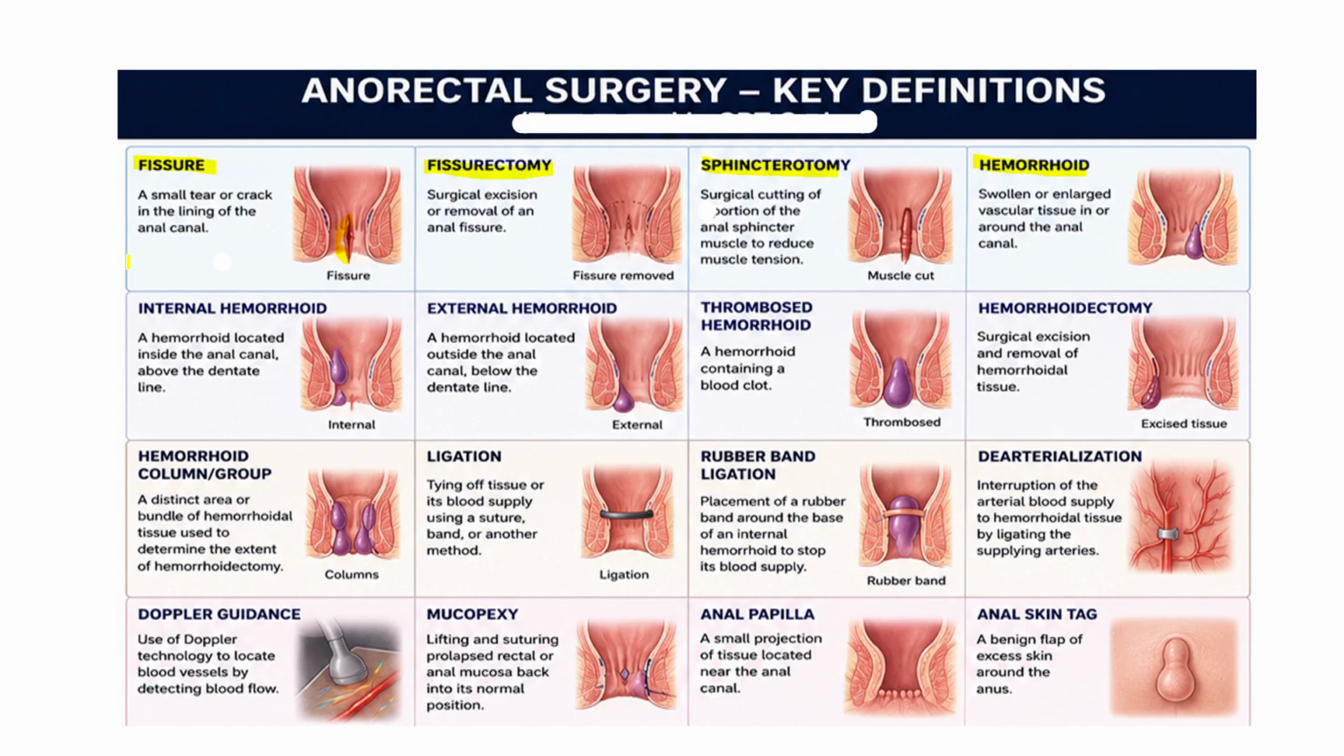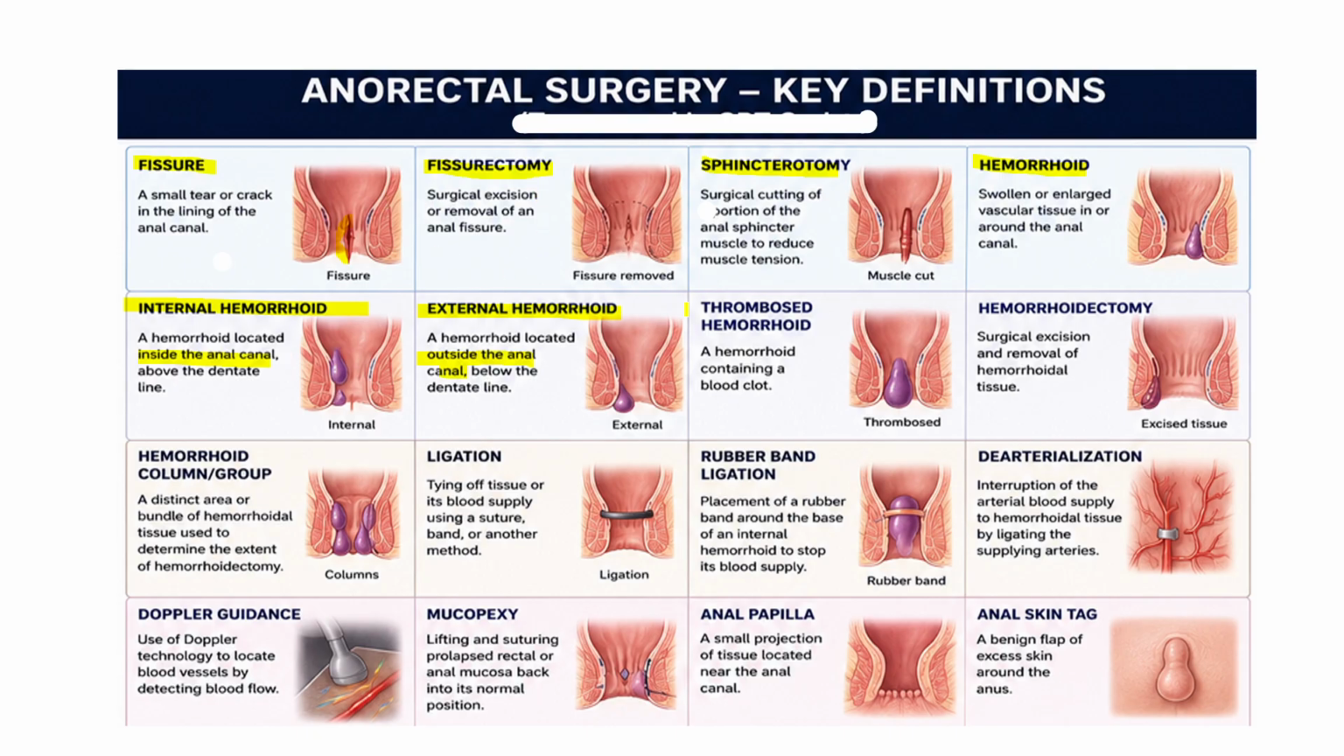We have internal hemorrhoid. What is an internal hemorrhoid? When the hemorrhoid is present in the anal canal, above the dentate line, we call it an internal hemorrhoid. Next we have external hemorrhoid. When the hemorrhoid is present externally, that is outside the anal canal. This is important: outside the anal canal is the external hemorrhoid, and inside the anal canal is the internal hemorrhoid.